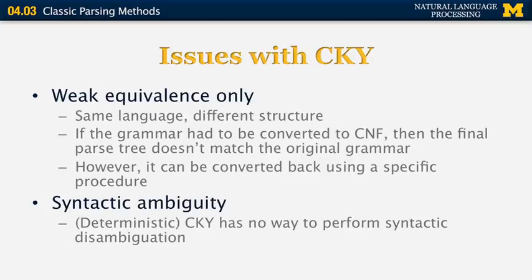One other issue with CKY parsing is that you can have syntactic ambiguities. The deterministic CKY method has no way to perform syntactic disambiguation. So in the sentence, the child ate the cake with a fork, we saw that the chart includes 2 possible parses, but the parser has no way to tell which one is the best one. It would need to use either probabilities or some additional external information to choose one over the other. And we'll see how this can be done later on.